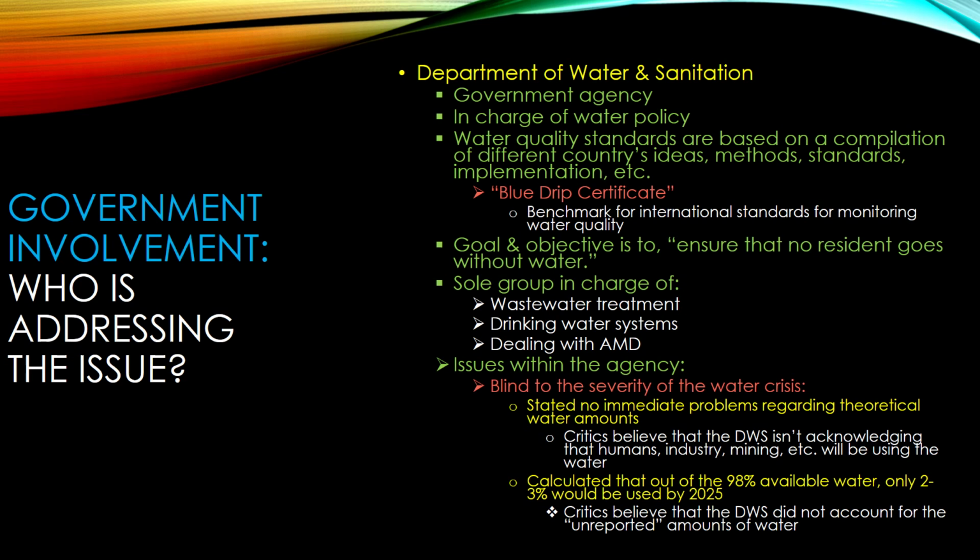They do say that there might be issues in areas where many different sectors are using it, like citizens, agriculture, areas like that, but those weren't the areas that they were looking at for their calculations. Critics of the DWS say that they didn't take into account the actual water availability and the actual water quantities. They only use data from recorded amounts. So there are some issues regarding the governmental agency that's in charge of all this, and the people and the companies and the businesses that are dealing with this problem also.